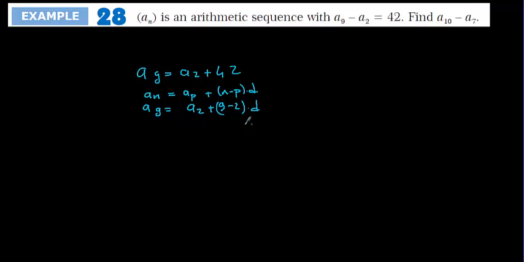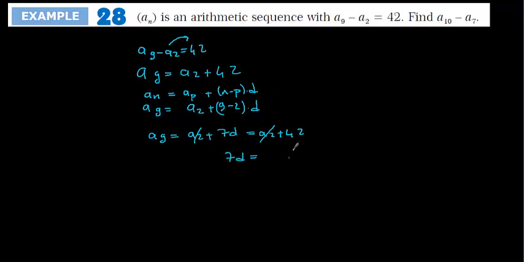Then a9 is equal to a2 plus 7d, and it is also equal to a2 plus 42, which I wrote from the top, though I didn't write how I got this. a9 minus a2 is equal to 42, as I sent the a2 to the other side. Then a2 and a2 cancel, and if you simplify, 7d is equal to 42.